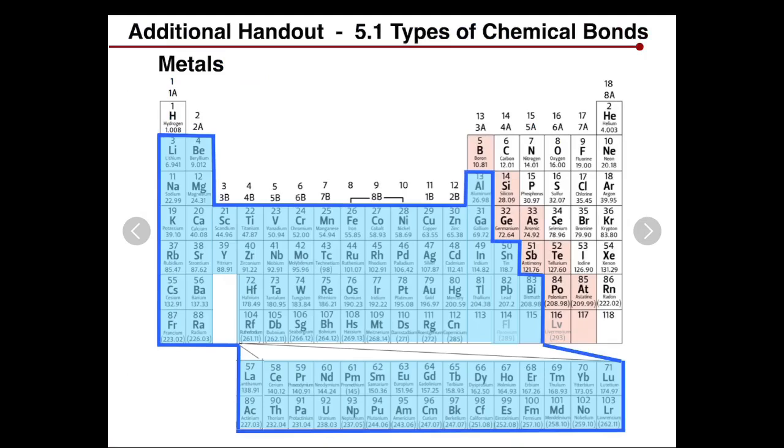So the metallic bonding is present in metal samples. Any of these metal elements, and again, sometimes it can be the same element, or sometimes it can be a mixture of different metal elements. Those are called alloys, right? So we're going to take a look at that also.